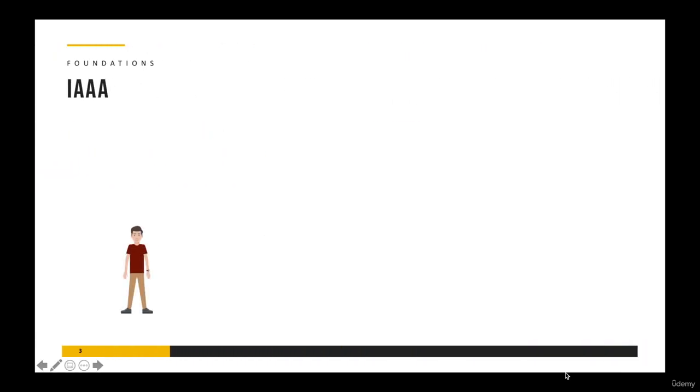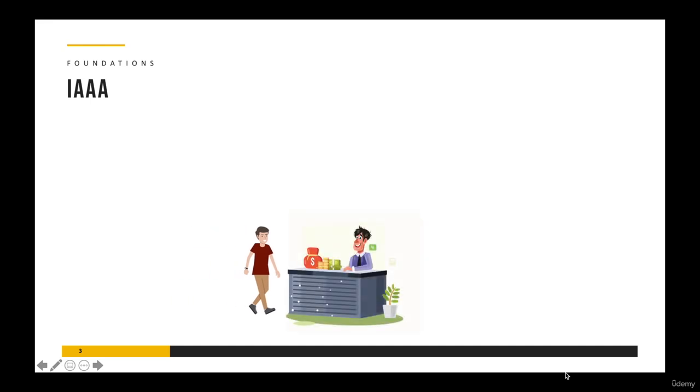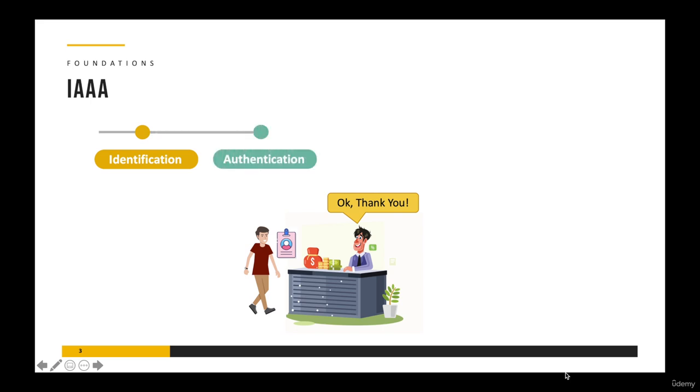So here's Jim. Jim goes to a bank, and at the counter, he says, "Hi, I'm Jim." Now, at this point, Jim has only identified himself, so identification is complete, but we haven't talked anything about authentication. So the bank officer at the counter says, ID please. Now Jim produces his driver's license and the officer verifies it and says thank you. Now at this point, Jim has authenticated himself to the system.